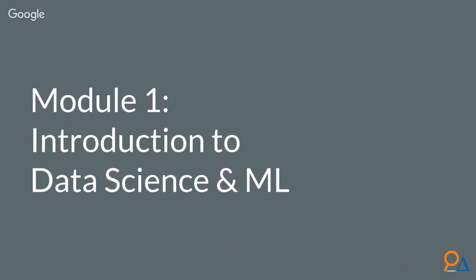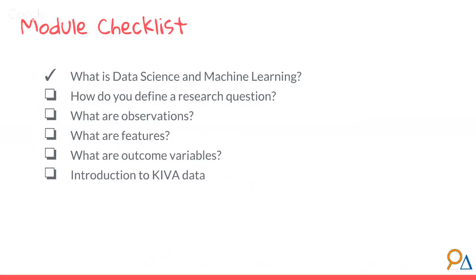In this module we'll be getting into data science and machine learning, what the whole process is about. We're going to be talking about what data science and machine learning is, how you define research questions, what observations are, what features are, what outcome variables are, and then an introduction to Kiva data.